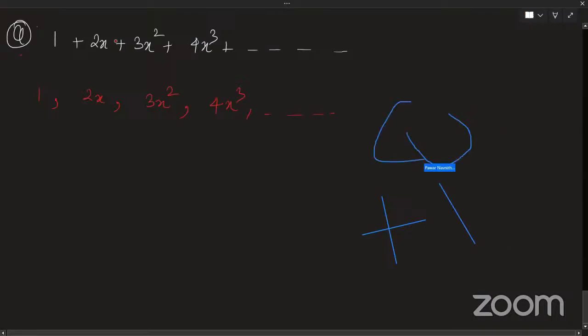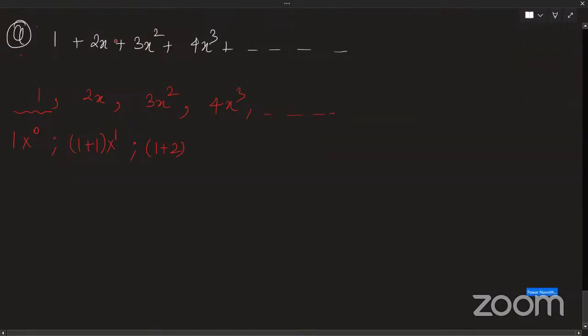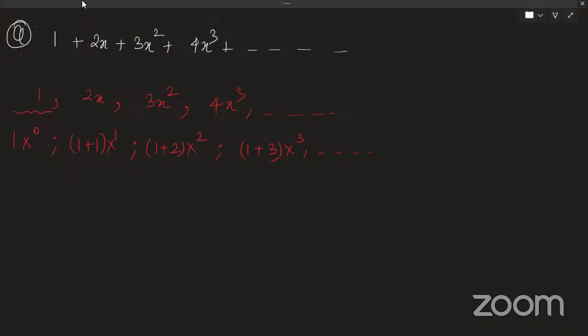If you look at it, the first term is basically 1 into x raised to 0. Second term is 1 plus 1 into x raised to 1. Third term is 1 plus 2 into x square. Fourth term is basically 1 plus 3 into x raised to 3. See what is happening with your coefficient: x raised to 0, x raised to 1, x square, x cube. So it is going in GP.